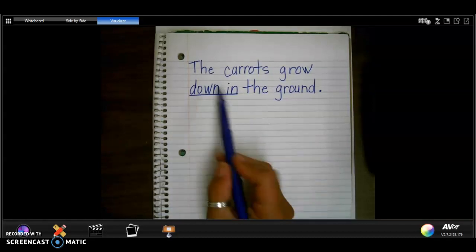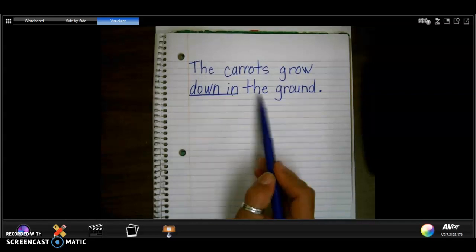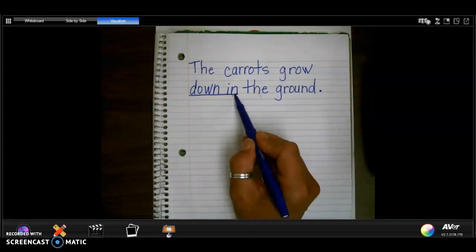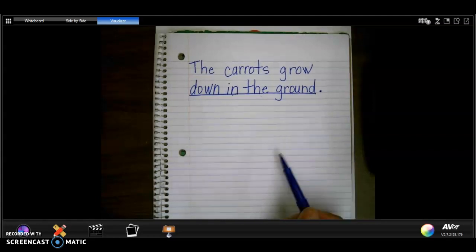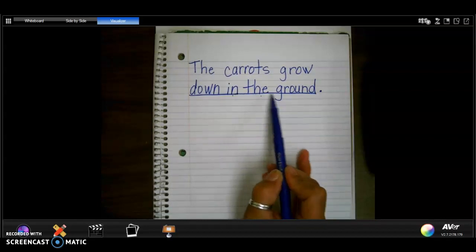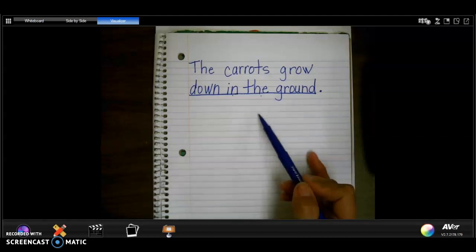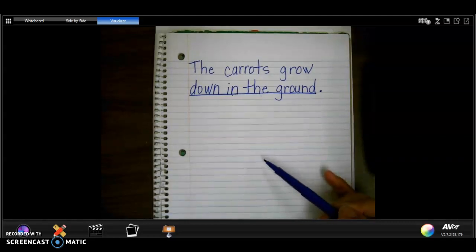Now, after you copy this sentence, the carrots grow down in the ground, this is our prepositional phrase right here, in the ground. That starts with a preposition, and it tells you where they are. They are down in the ground. And now I want you to draw a picture of carrots growing down.